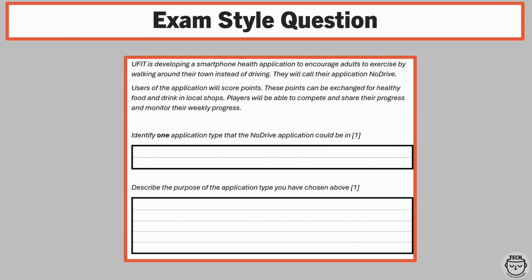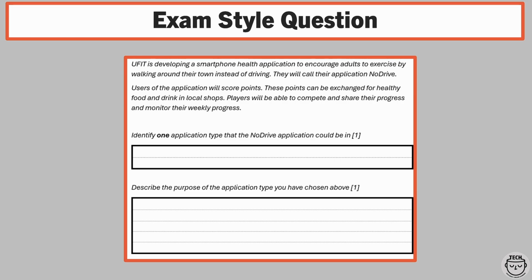So we've got UFit, which is developing a smartphone application to encourage adults to exercise by walking around their town instead of driving. They will call their application No Drive, very original name. Users of the application will score points. These points can be exchanged for healthy food and drinks in local shops. Players will be able to compete and share their progress and monitor their weekly progress. Identify one application type that a No Drive application could be in, and describe the purpose of the application type you have chosen. Marks there, for a describe, it's probably going to be a 2-mark question, but we'll keep it simple. Now, pause the video, give yourself a little answer, a really short one, and we'll take a look at the answers in a second.